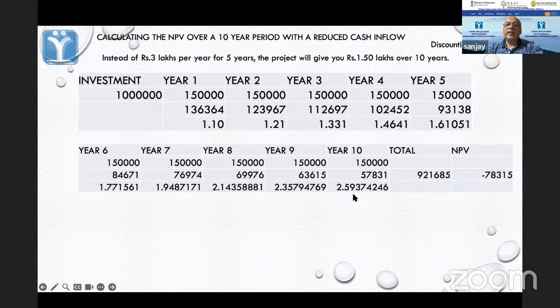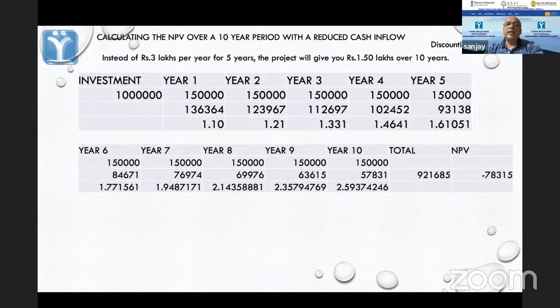This time, we find that as we go after year 5, the present value of the cash inflows that we receive keeps going down. In the 10th year, this 1,50,000, its present value is only 57,831. And when we add all these, the present value of all these cash inflows, we get 9,21,685, which is less than the 10 lakhs that we had invested. So we get a negative NPV, which basically means we should not invest.